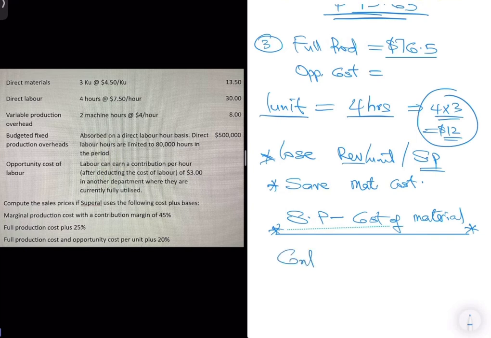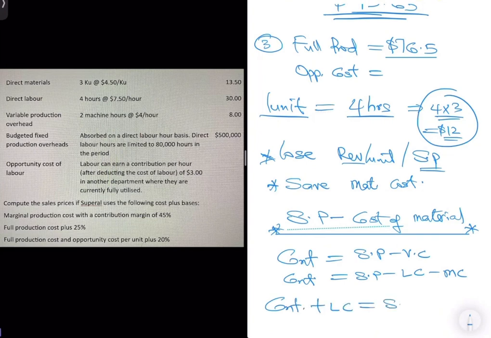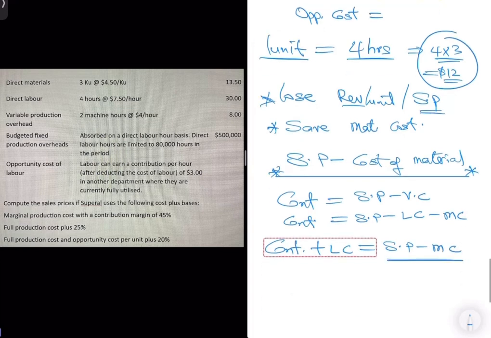So which means we know the contribution equals the selling price of the product minus variable cost. And that is the same thing as selling price minus labor cost minus material cost. That's what will give contribution. So from here, we can work something out because we know that contribution plus labor cost will be the same thing as selling price minus material cost. So this is what we need. But what we need is exactly the same thing as the contribution and the labor cost, right?